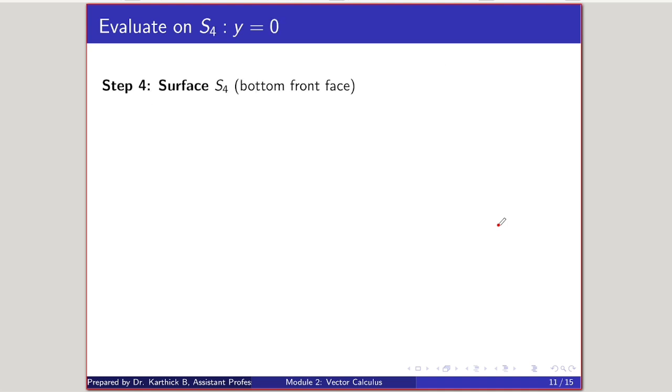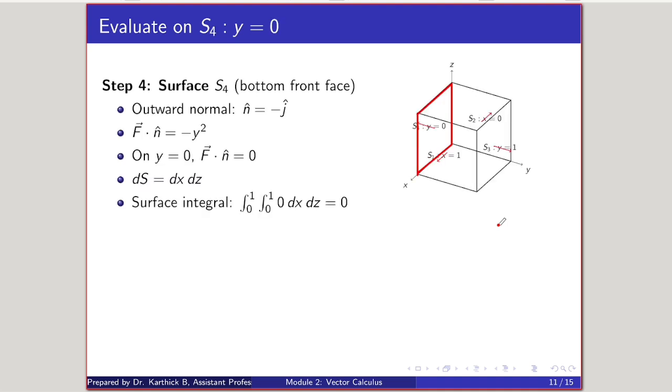Then we go for S4. S4 will be just opposite to S3. Here what will be the points? Here it will be 1, 0, 0. Here it will be 0, 0, 1. Here 0, 0, 0. And here 1, 0, 1. If you see this, all the y coordinates will be 0. So I am taking y equal to 0. And here the normal will be outwards, opposite to y. Y represents the j vector, so opposite is minus j vector. So I am taking minus j vector.